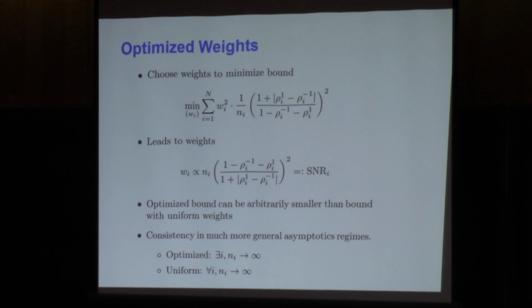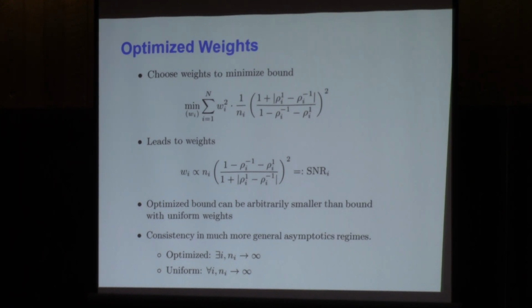So why is this interesting? Well, you can use a generalization error bound. One thing you can do with it is to prove consistency of an algorithm, namely that the risk of your weighted empirical risk minimizer converges to the Bayes risk. And if you do that with our optimized weights, you can get consistency in a much broader class of asymptotic regimes compared to if you just take uniform weights, 1 over n for each data set.